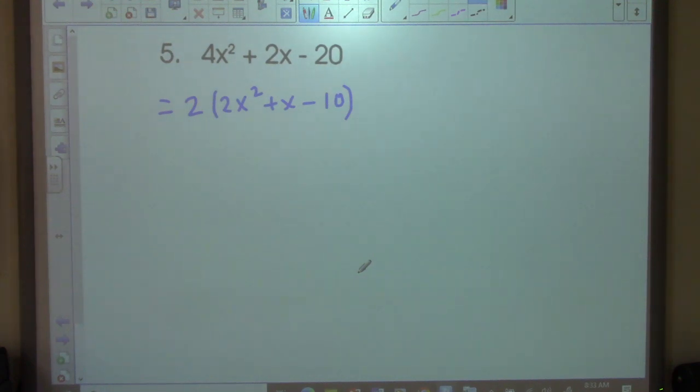Okay, so let's go ahead. Did you use the X method for this, Colby? Is that how you did this one? Okay. Really good. Good work. So I'm going to do the X method. I'm going to put AC up here. And so AC, 2 times -10, -20. And then B is going to go down here. We have 1x, so that's 1. So what 2 numbers do you multiply together to get -20, but add together to get 1? Negative 4 and 5.